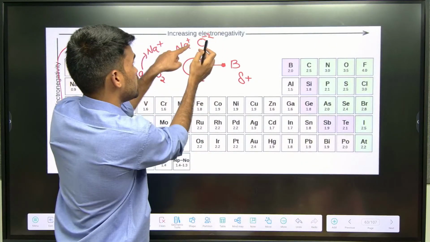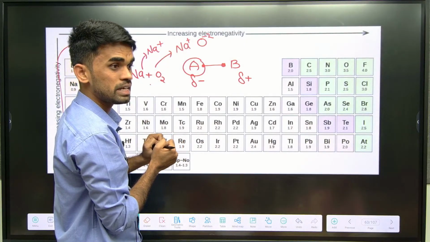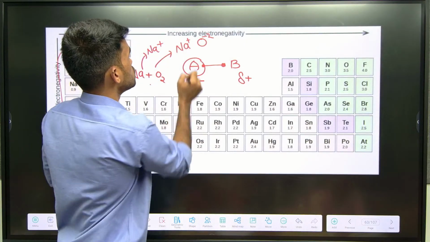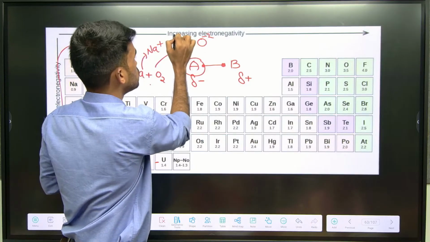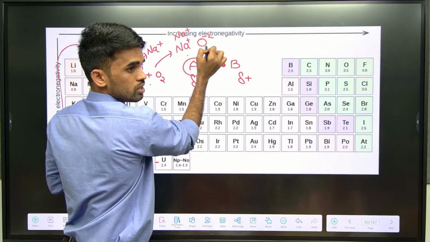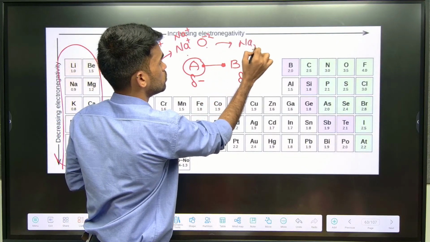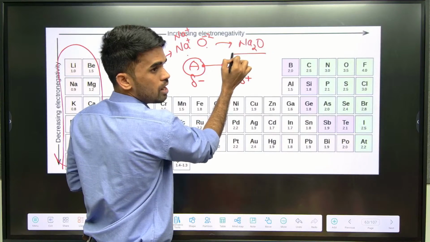Okay. So now try to balance these charges. Here +1, this is -2. How can I make that equal? So I should take this Na as 2 Na. Na plus and Na plus, and one oxygen atom. So it will form Na2O. Sodium oxide you can say.